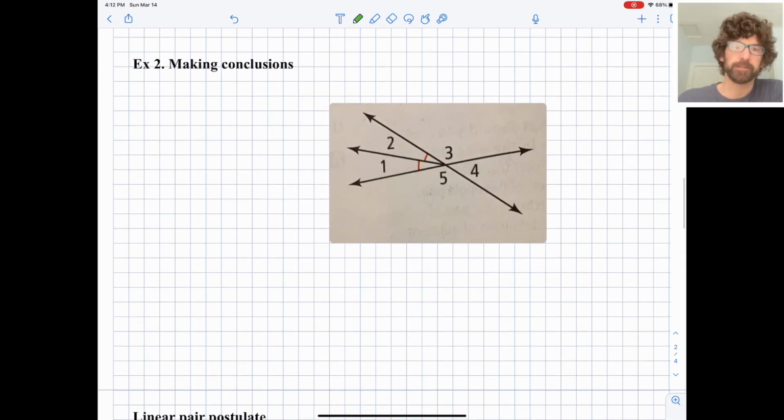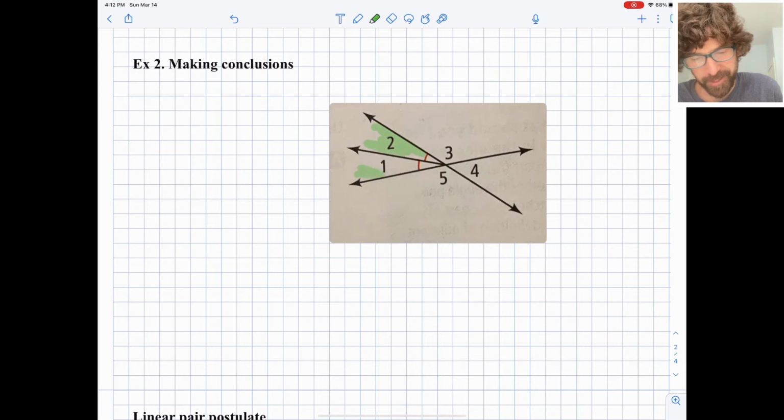All right, making conclusions. Sometimes we need to try to gain some information from a figure, and we need to be clear on what information you can assume is true from a figure and what information you can't assume is true. In general, we can assume that if angles appear to be adjacent, they are adjacent. So we can know that angles 2 and 1 are adjacent angles.